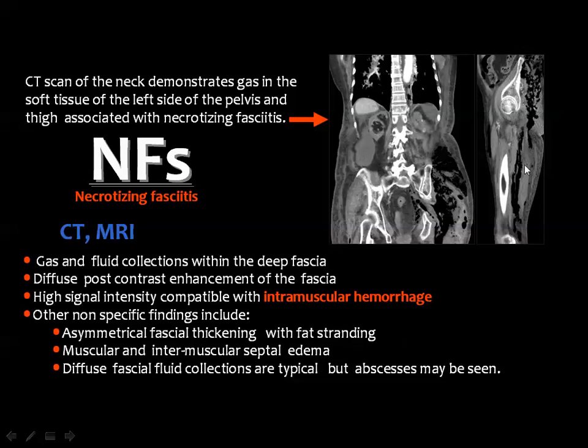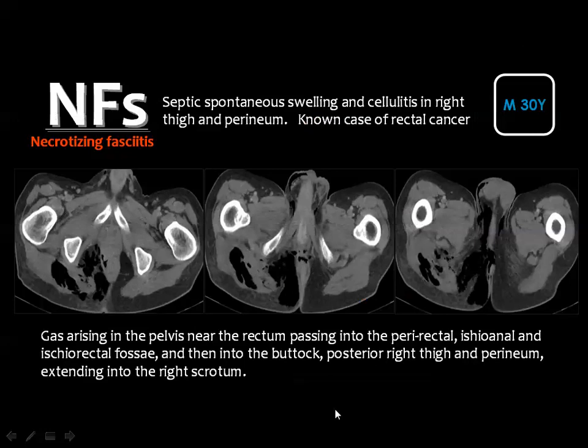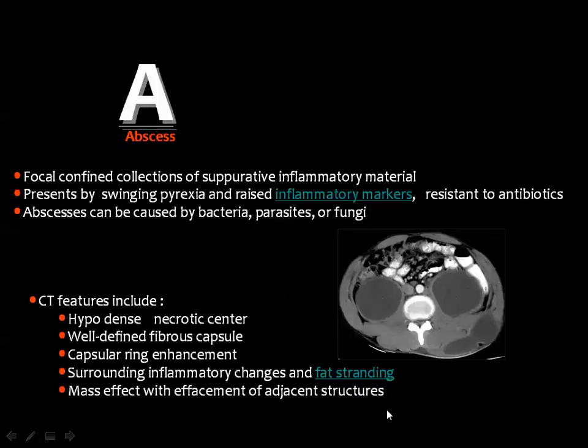course, a stranding of the fat, as you can see here, muscle and intermuscular septal edema, diffuse fascial fluid collections, usually due to abscesses. And this is an example of necrotizing fasciitis in the gluteal region, extending deep into the pelvic floor, affecting the ischiorectal fossa.